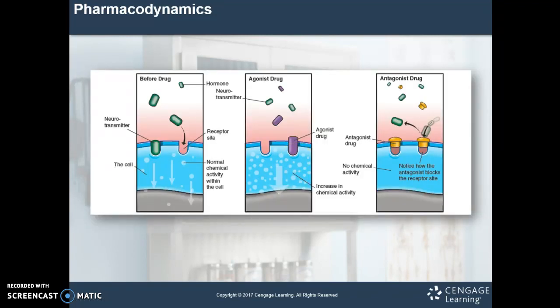So here we have a little picture of how that all works. Before the drug, the neurotransmitter usually fits into that site right there. It looks like it fits in pretty well. It's a good puzzle piece, good key in the lock fit. So we designed an agonist drug that sort of matches that same fit. It looks very much like the neurotransmitter where it binds to the receptor. The agonist drug causes an increase in chemical activity. An antagonist drug doesn't look as much like it, but it might block the receptor.